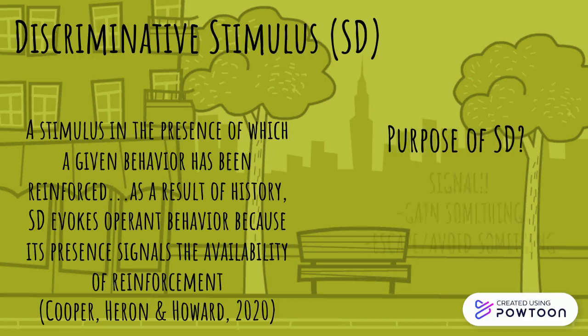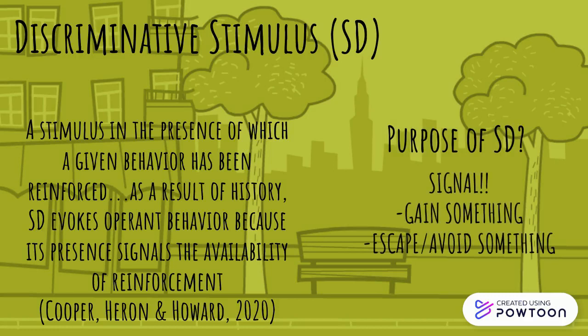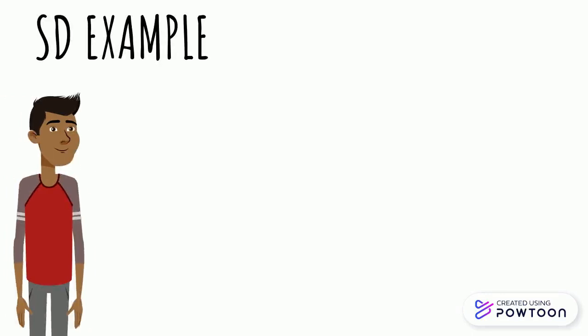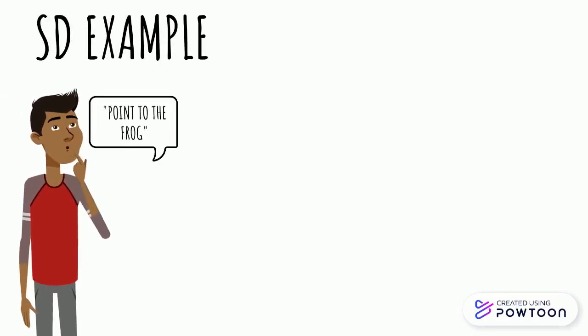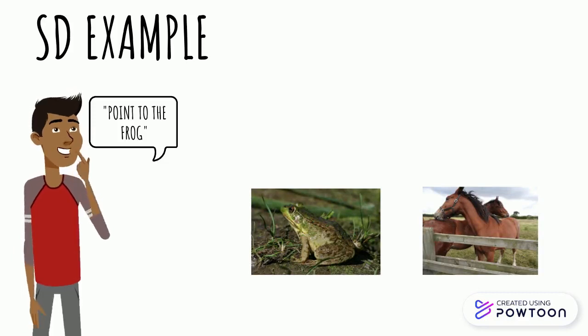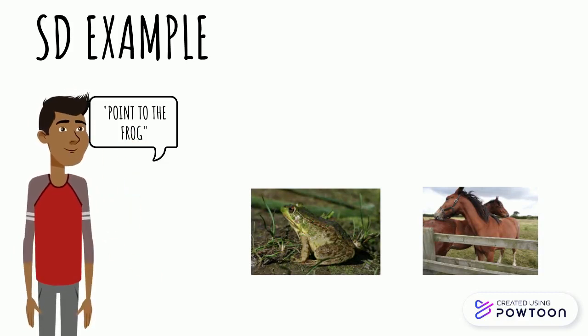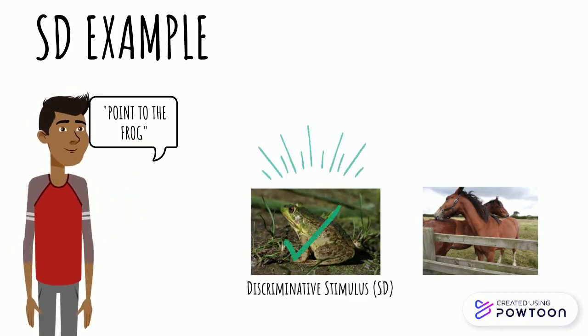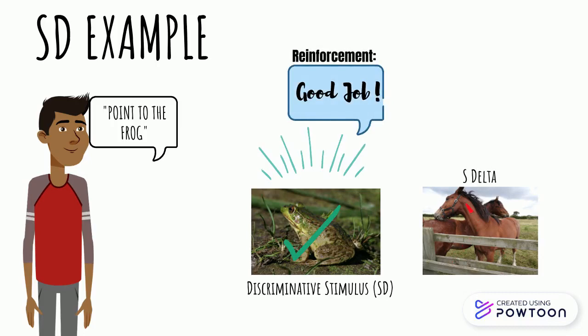What's the purpose of an SD? It's a signal. It signals you that you can gain something or that you need to escape something. Let's try an example. Let's say that we asked you to point to the frog and presented you with two pictures, one of a frog and one of a horse. Choosing the correct picture, the one of the frog, which is also the discriminative stimulus, will give you reinforcement. The picture of the horse is the S delta because it's the incorrect answer.